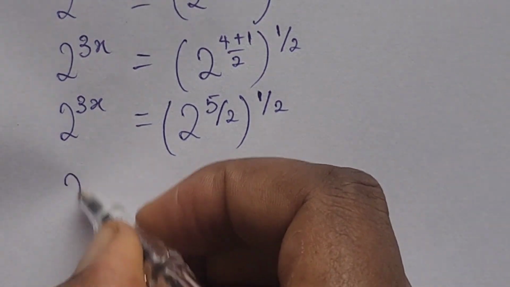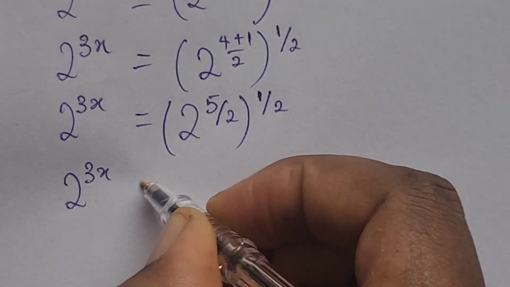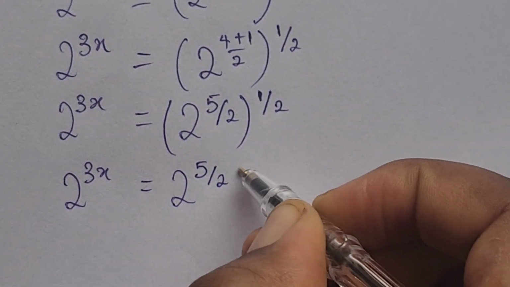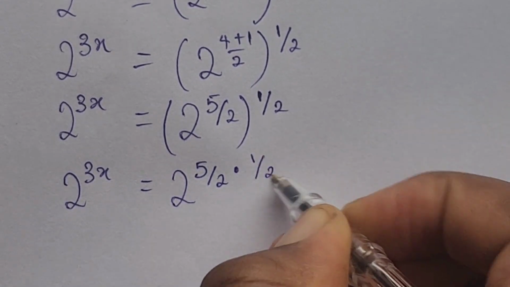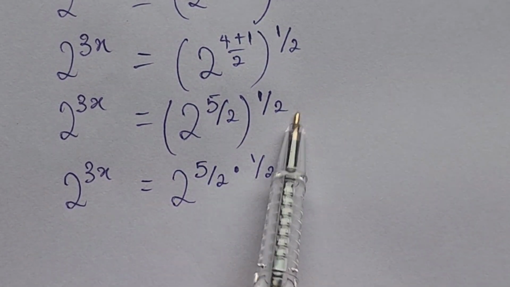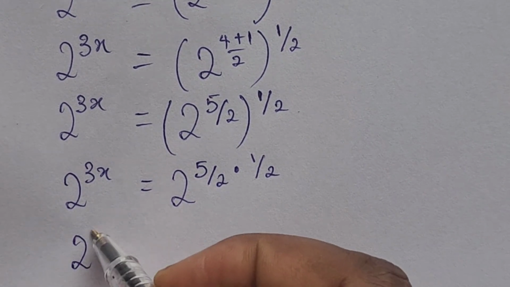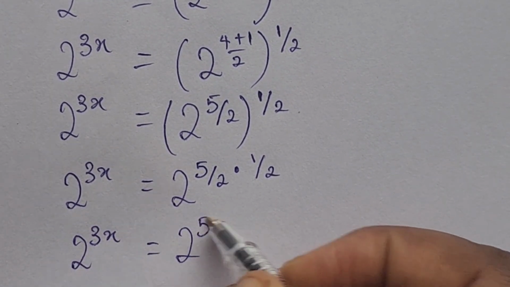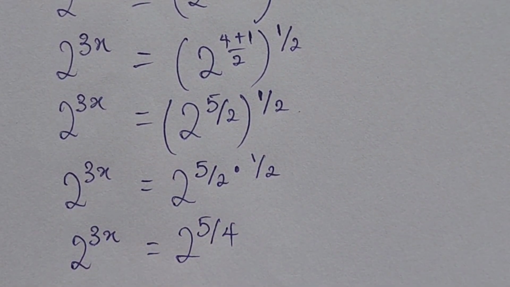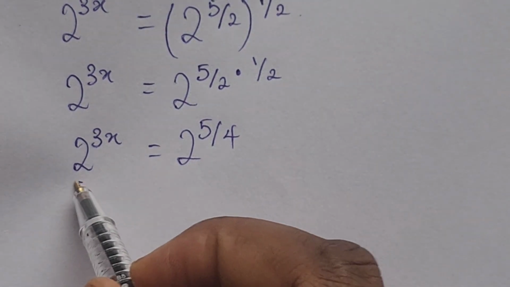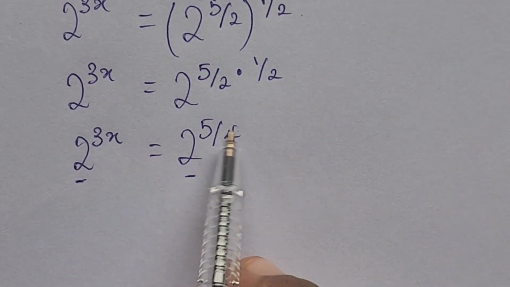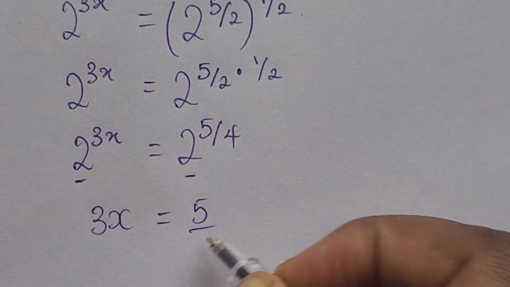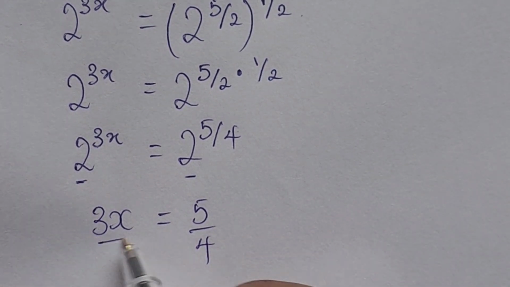So when we resolve this, we have 2 to the power of 3x equal to 2 to the power of 5 over 2 times 1 over 2. So we are multiplying the powers. We have 2 to the power of 3x equal to 2 to the power of 5 over 4. Since we have the same bases here, we can equate the powers to have 3x equal to 5 over 4. So this is over 1.